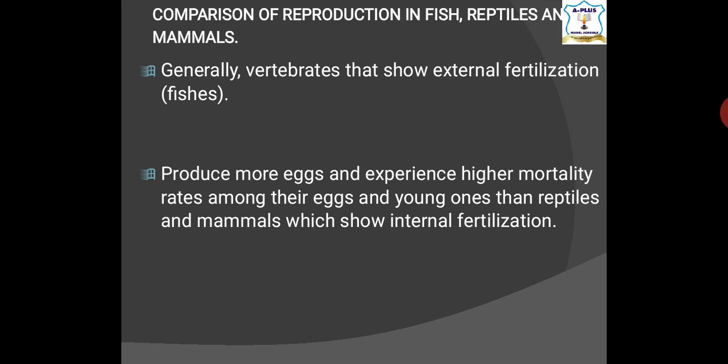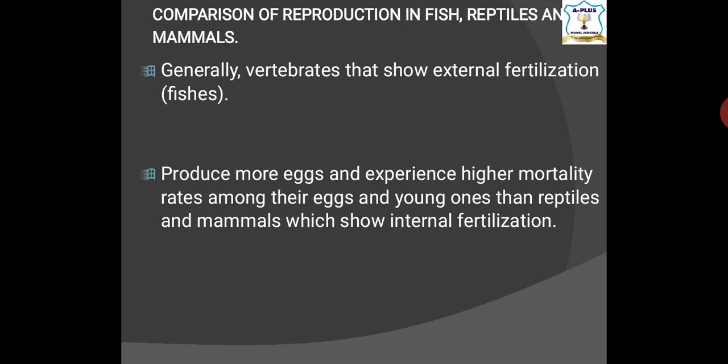That means the eggs are subjected to a high mortality rate. Most of the eggs don't change into young ones. Most of the eggs don't graduate or change into living organisms. That's what we call mortality rate. That means there is a high death rate of these eggs.